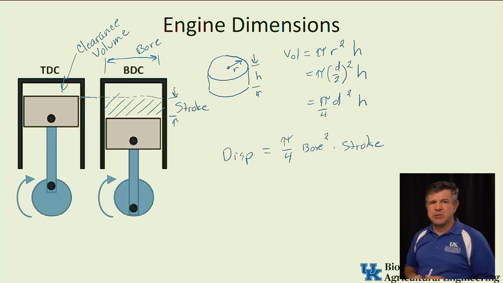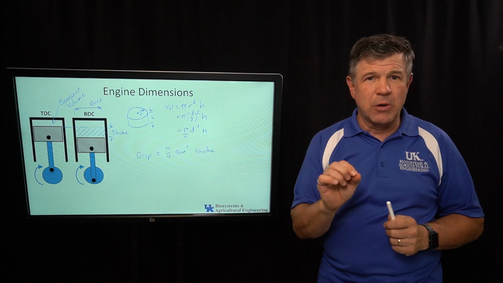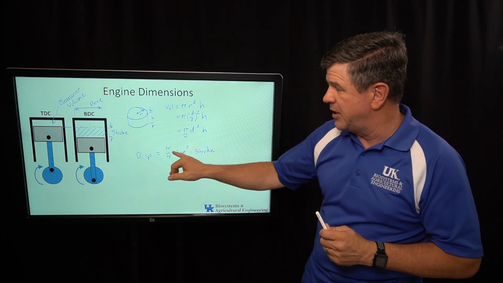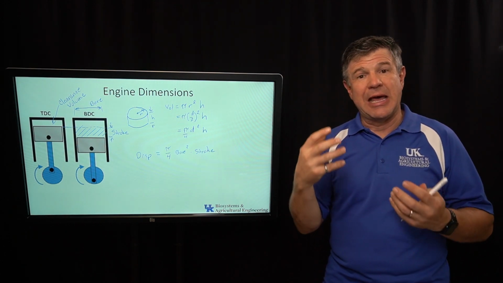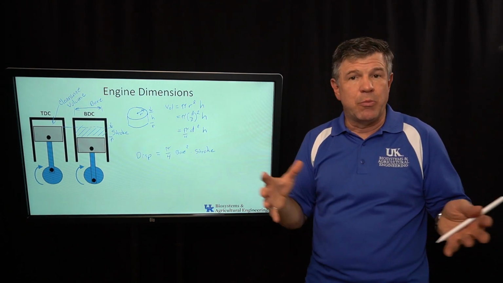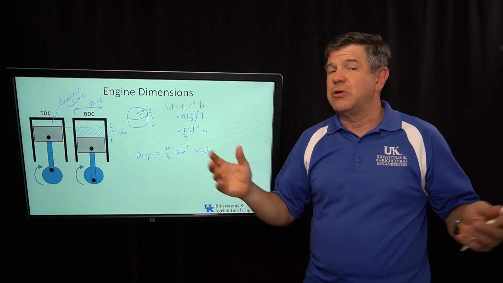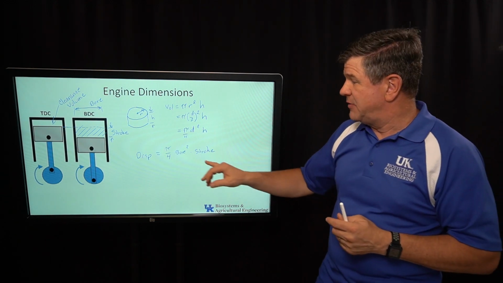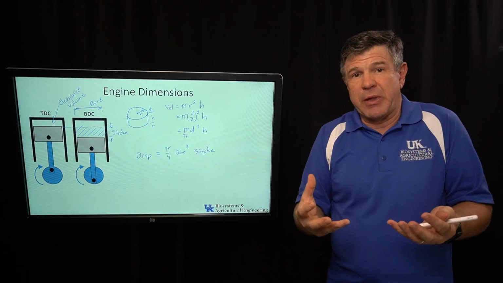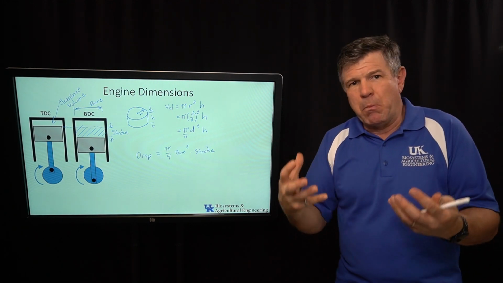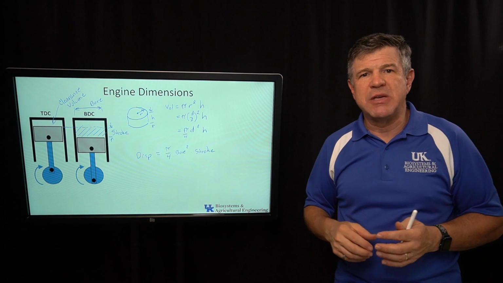That becomes the displacement. Now, I'm going to add one more little piece to it, because this is the displacement if I have one piston, if there's only one piston in that engine. Now, if I have an engine with multiple pistons, say 4 or 6 or 8, I have to calculate the displacement of one of those pistons and then the displacement of the engine.